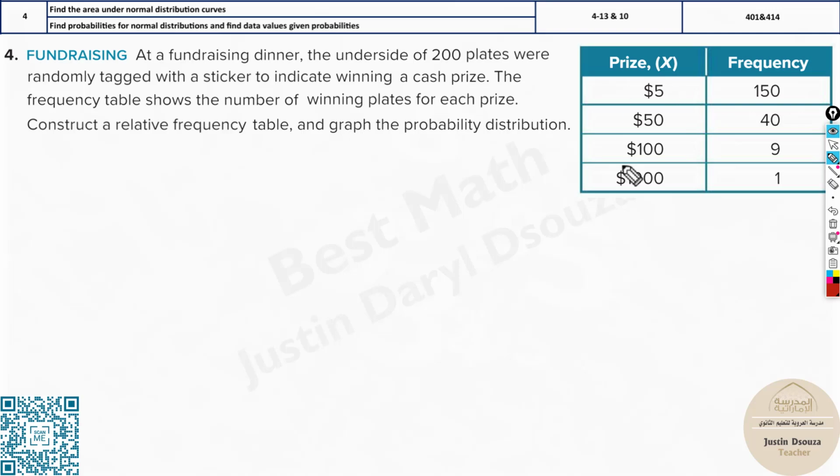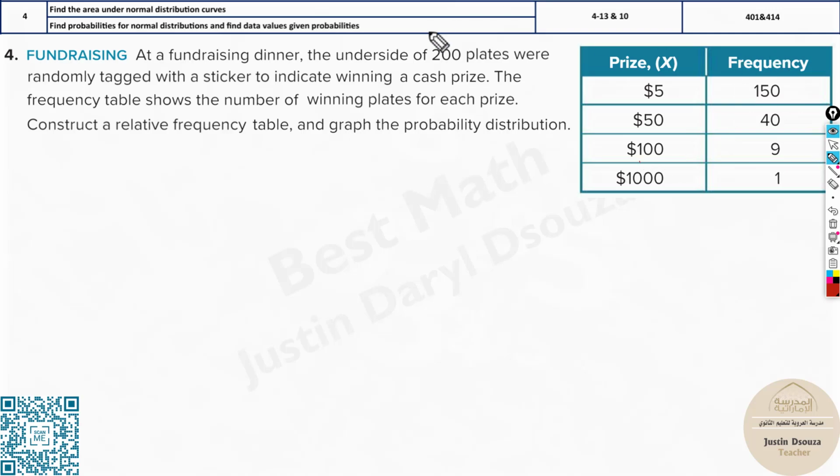Now they have given you all the different prizes and the frequencies. They have told us 200 plates in total are winning cash prizes. They have tagged whether you win $5, $50, $100, or $1,000. Only one plate out of 200 wins $1,000. There are 9 plates that win $100 and 40 that win $50, and the highest number of people are winning $5. These are among those who get a winning plate.